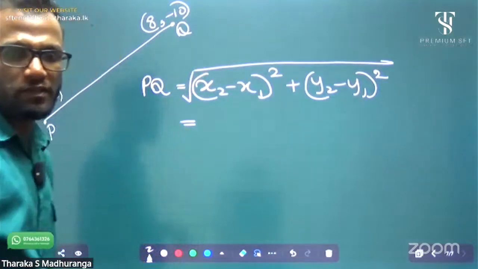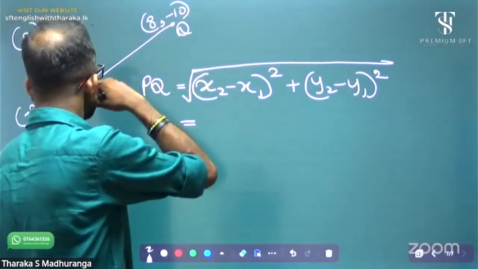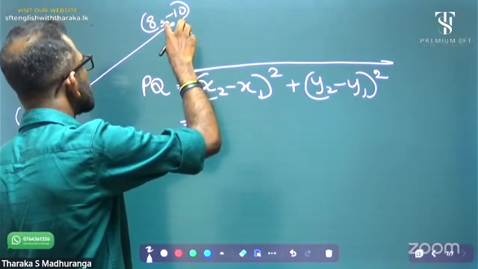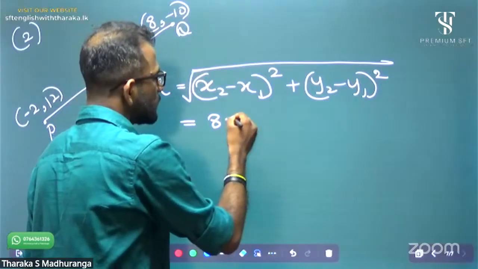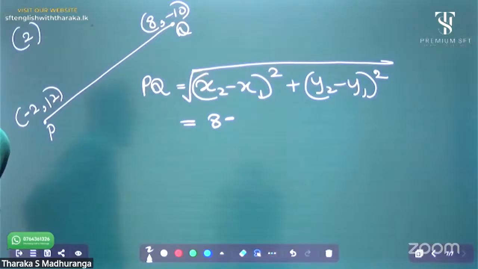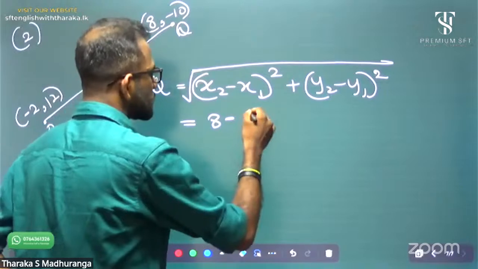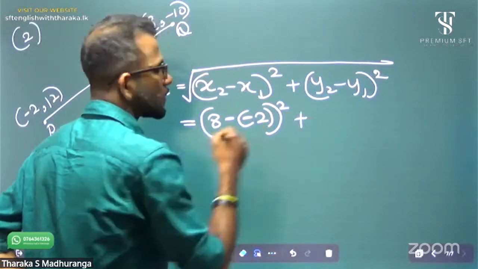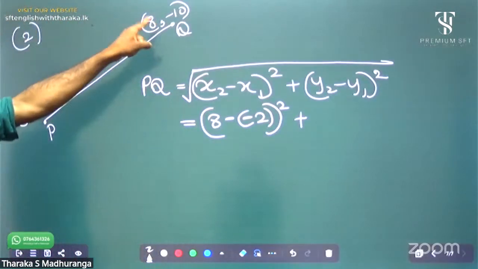The full square root is the length of PQ. Okay, how to get this? 8 minus, you have to be careful now. 8 minus 2 or 8 minus minus 2? 8 minus minus 2, because it is minus 2. So 8 minus minus 2 squared, plus, you get into this direction.